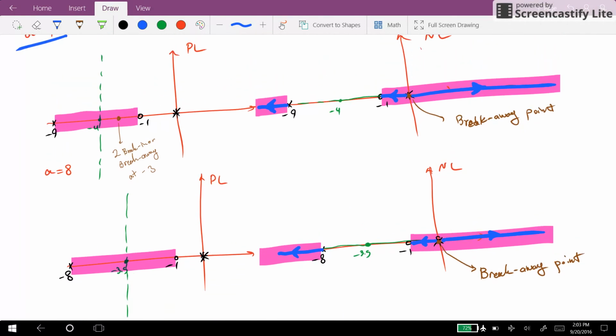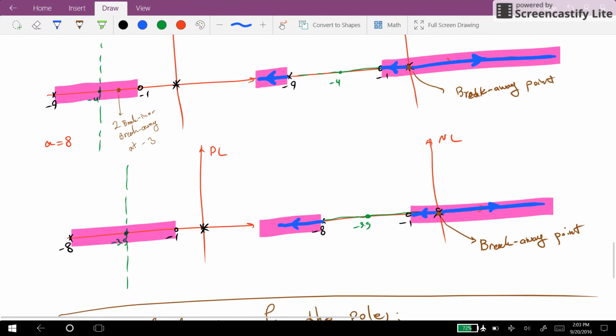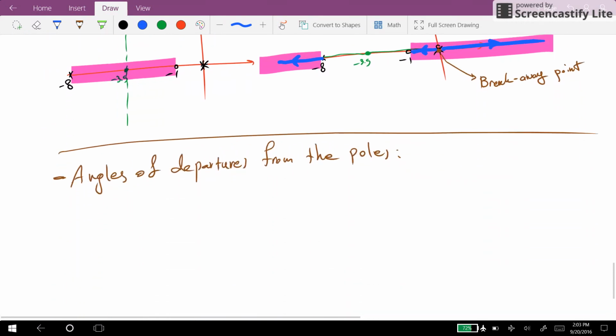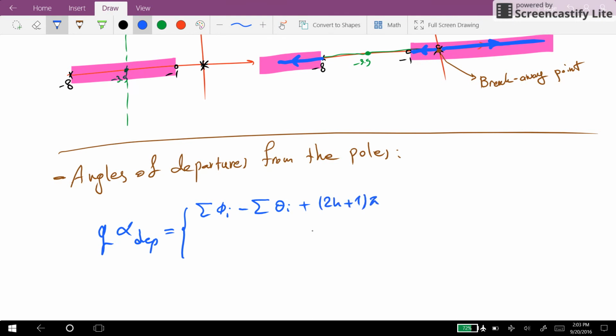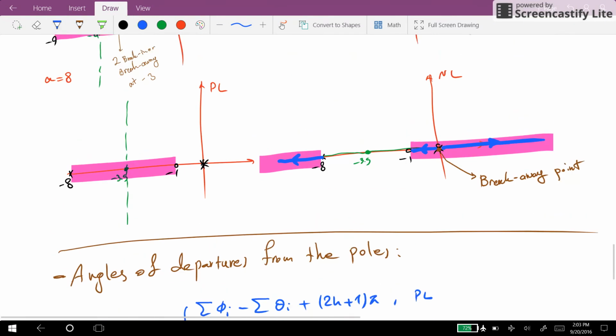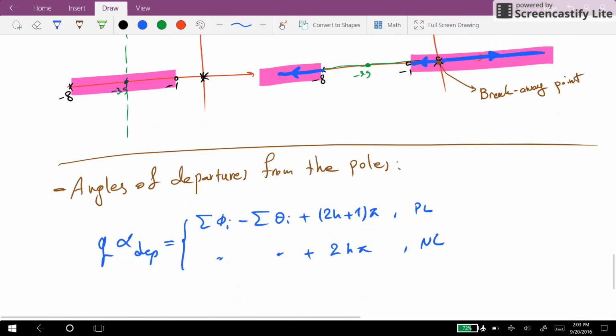Let's see what the angle of departure for the positive locus is from the poles at the origin. So we know that q times alpha departure is equal to the sum of phi i minus the sum of theta i plus (2h plus 1) times pi for the positive locus. We can indeed calculate it for the negative locus, but as you already have seen, we don't need to. We are already done with that.